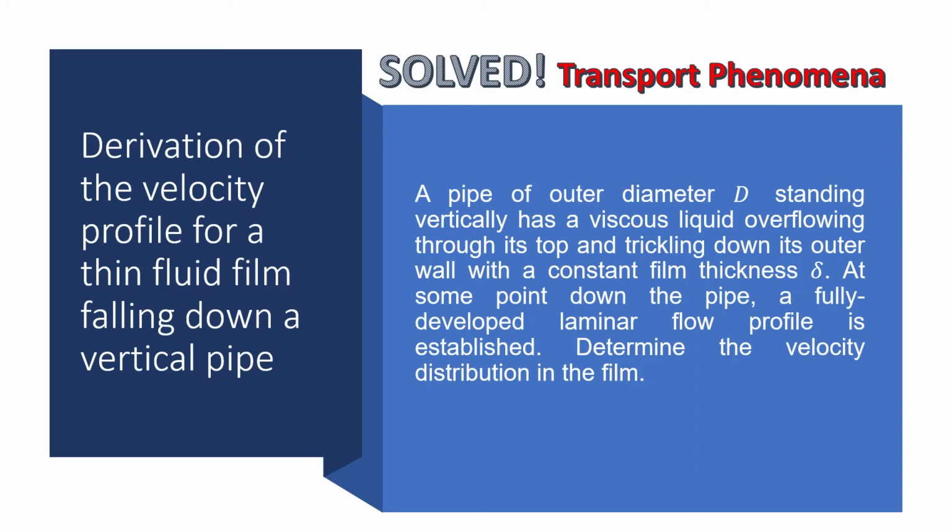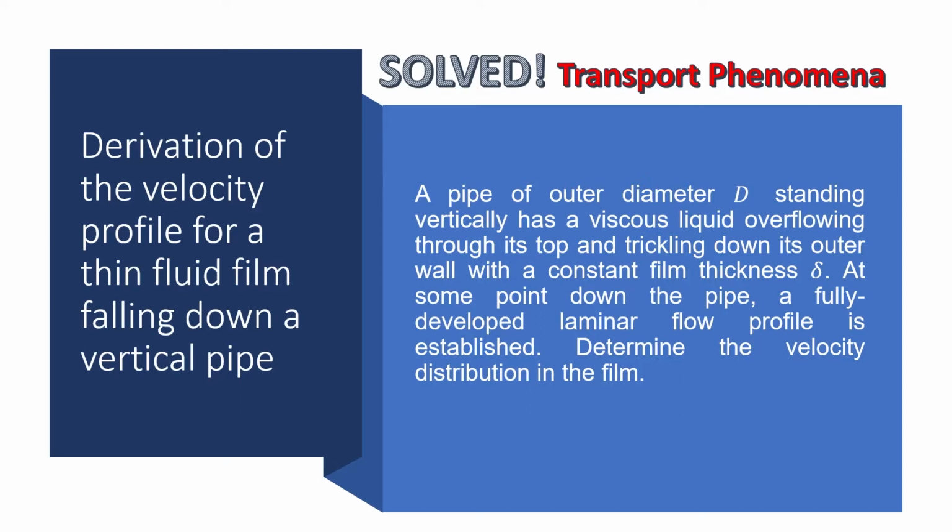In this video, we will be deriving the velocity profile of a thin fluid film falling down the sides of a vertical pipe. We will be using the continuity equation as well as the Navier-Stokes equation in order to determine this velocity profile. So without further ado, let's start with the problem.